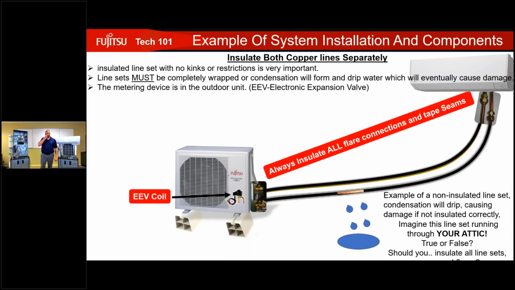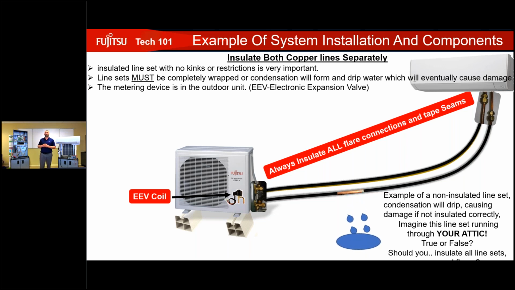Okay. Copper, we always want to make sure we have no kinks in the copper. We also want to make sure that we don't have any gaps in the insulation around the copper. Gaps in the insulation around the copper can cause a temperature difference. Remember that our units are always sensing temperature of refrigerants flowing through the system.